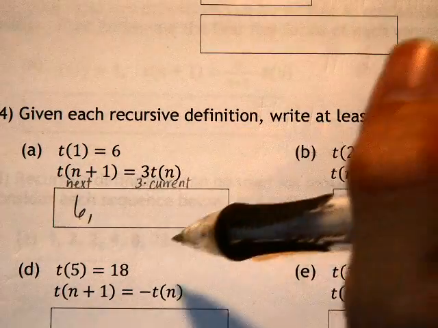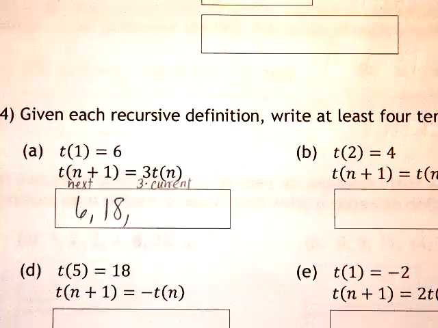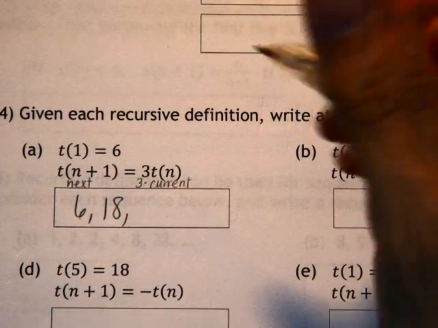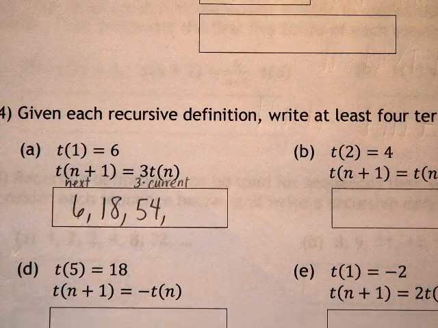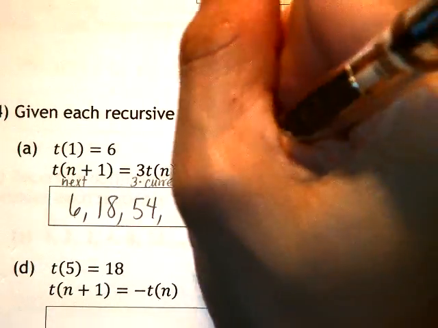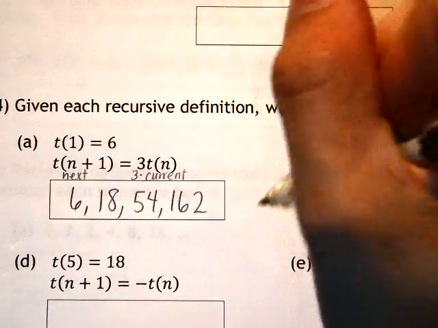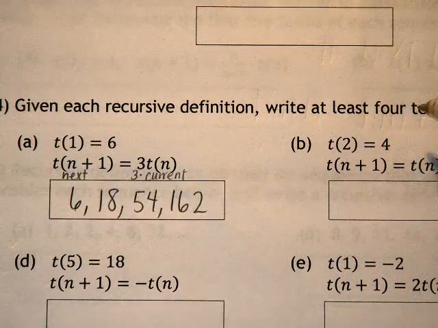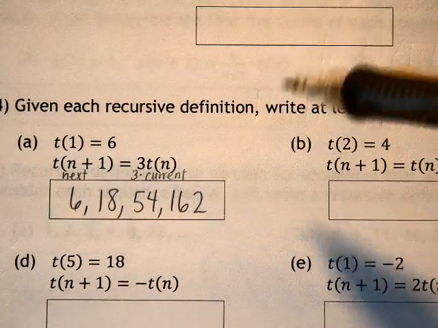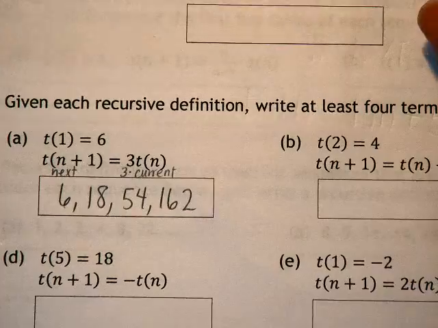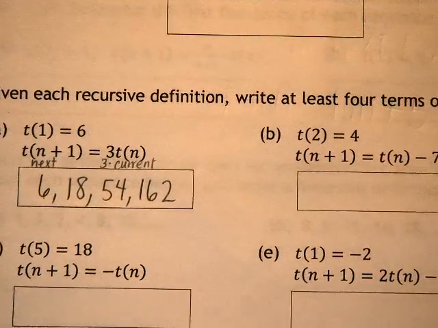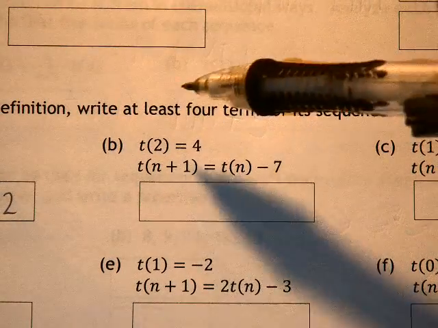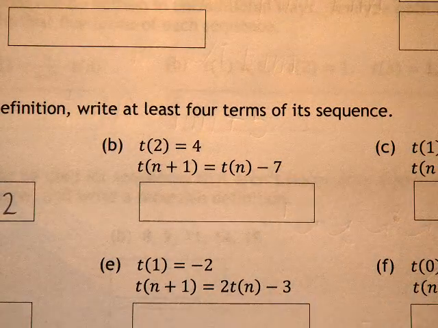And if I think about it, if I start with a 6, 3 times that would be 18, so that must be the next term in the sequence. And then if I take 3 times that, I'd get 54. That must be the next term. And then if I take 3 times that, I'd get 162. So you could keep going, but it only asks you for the first 4, or at least 4 terms, and I can stop there if I'd like. So the idea again is to translate what you're given and then use the pattern to help you generate more terms.